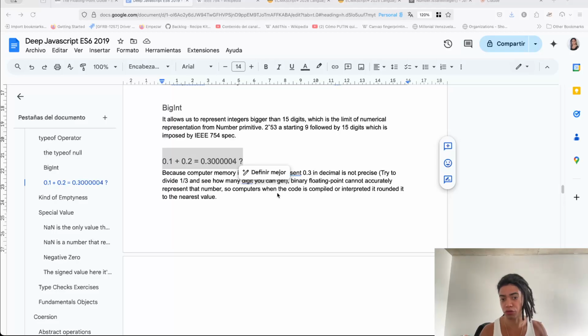As I mentioned here, to fix it, one option is to use epsilon for comparison. The other is to convert to integers, multiply, calculate, and divide.